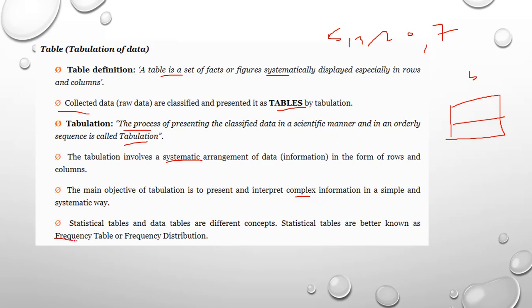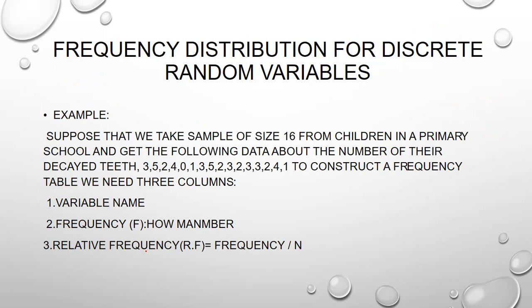Now we can see some examples of frequency distribution. This is my example related to the frequency distribution for a discrete random variable, meaning for integer values. Suppose that we take a sample of size 16 from children in a primary school and get the following data about the number of their decayed teeth, meaning how many teeth they don't have. My data is 3, 5, 2, 4, 0, 1, 3, 5, 2, 3, 2 and so on.